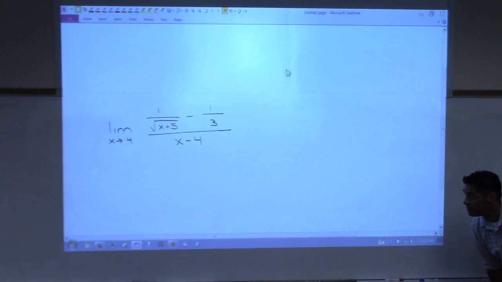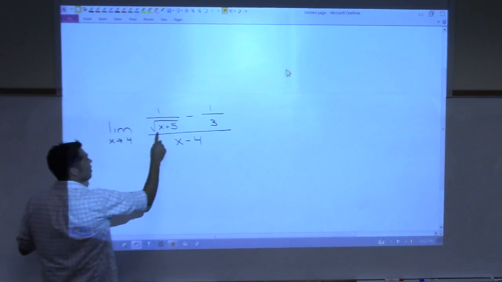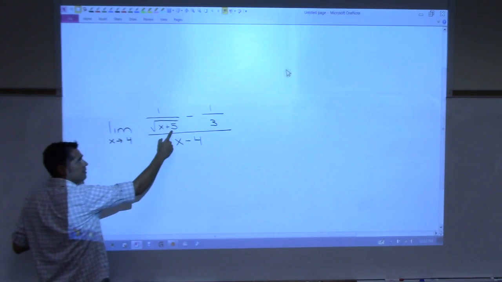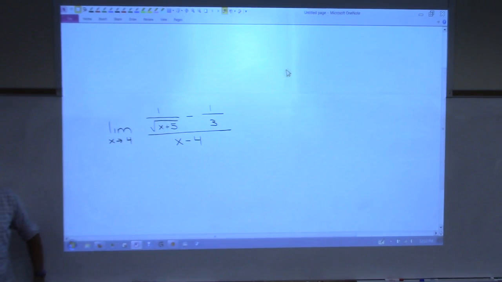Let's just double check because I just made this problem up. So if I plug in 4 here, I get 4 plus 5 is 9, root 9 is 3, 1/3 minus 1/3 is 0, over the bottom, 4 minus 4, 0. So we do have a problem. I'll give you a hint. This is not factoring. Common denominator, and we have a radical in there, don't we? Take care of the common denominator first.